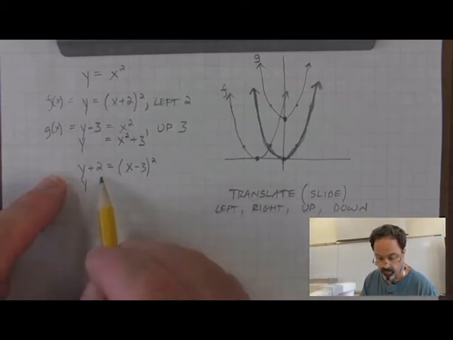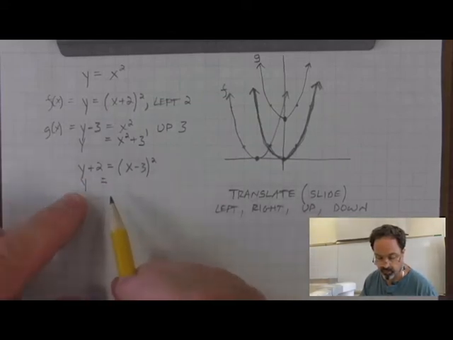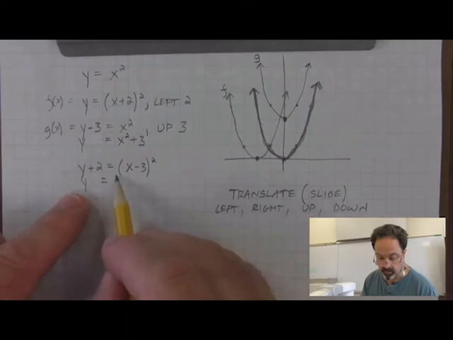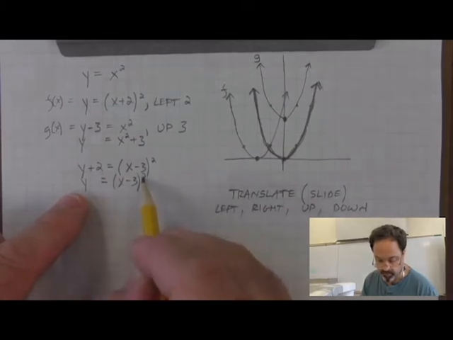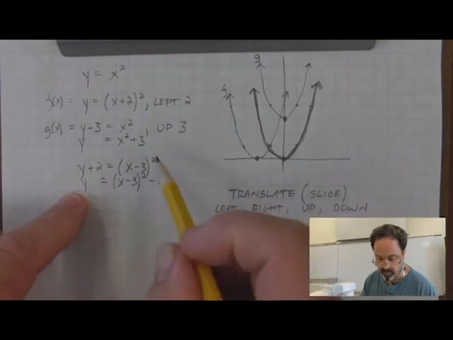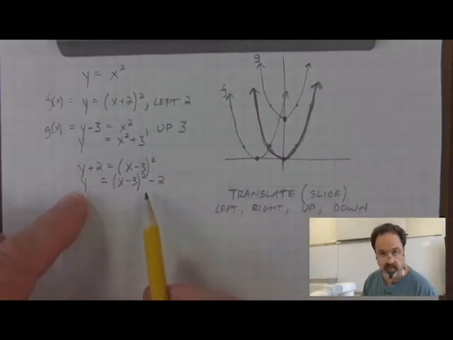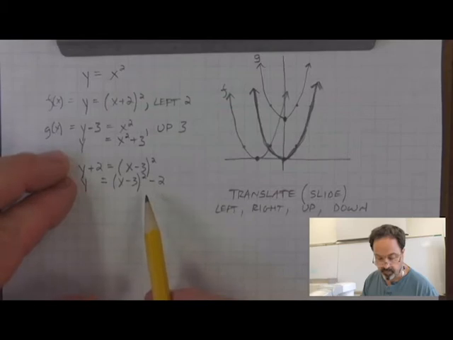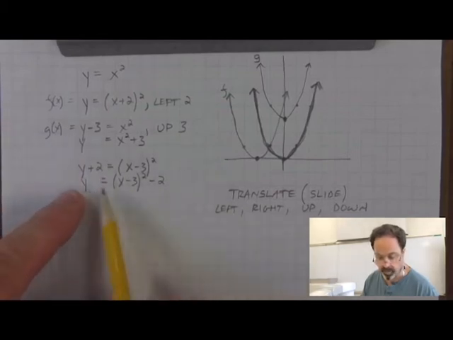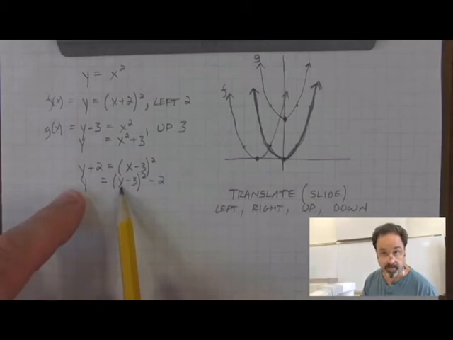Many people are used to solving equations for y. So I could show an equivalent equation that will have the same graph by subtracting 2 from both sides. These are equivalent equations. I've just made one algebraic change. The graphs of these equations are the same.